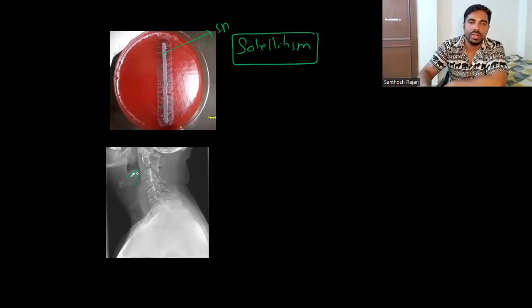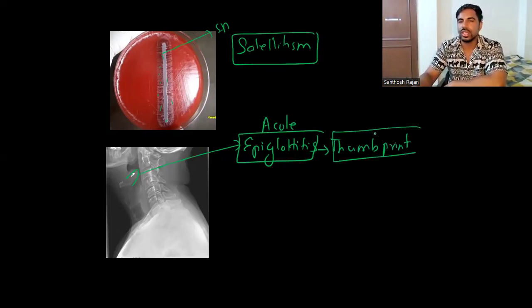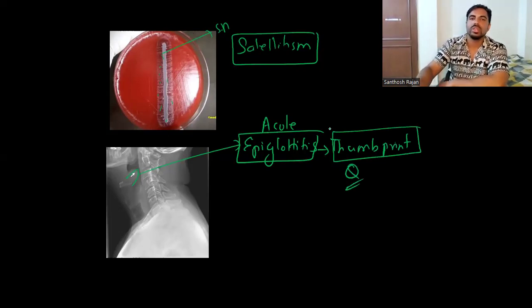Also look at this picture. This is a thumbprint sign in acute epiglottitis infection. That is called the thumbprint appearance. One more thumbprint will come in your boards, in the gram stain. Here is a thumbprint appearance. So these two come up. The organism is very easy.